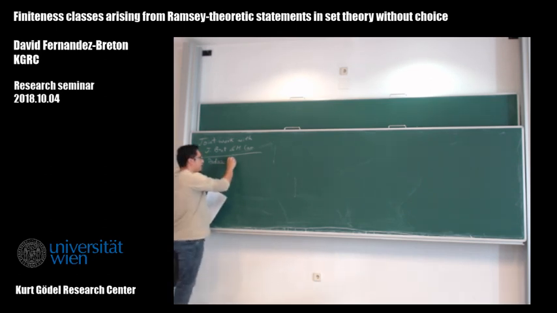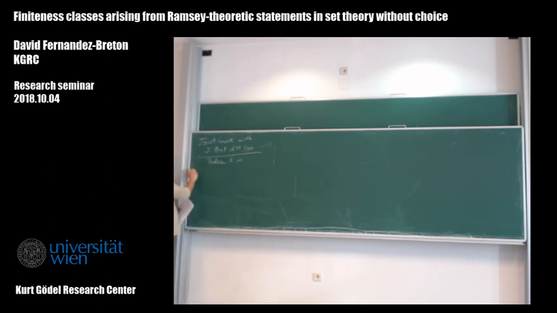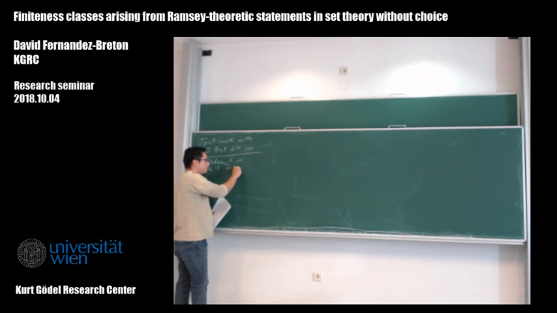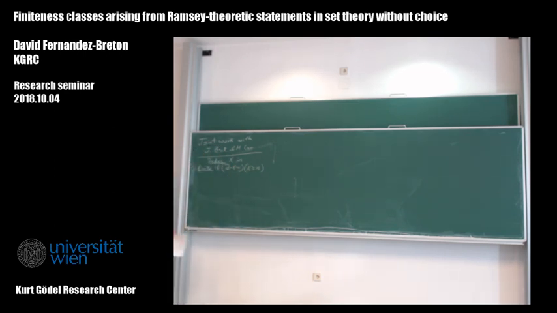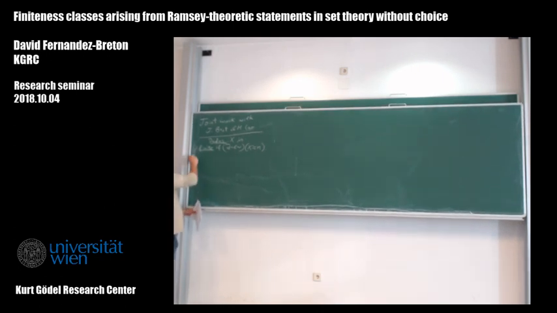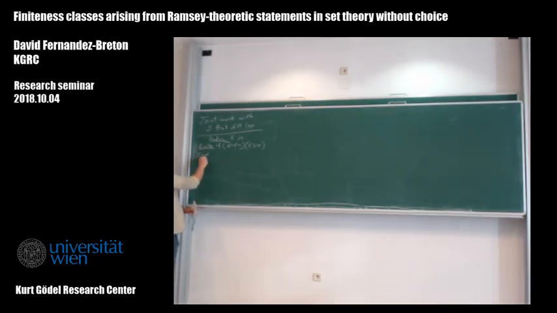So for a set X, we're going to say that X is finite, I guess you all know this one, if it is in bijection with some natural number. All right, that one's pretty standard. I'm going to write another one, D-finite. The D stands for Dedekind, if it satisfies what historically was Dedekind's definition of finite.